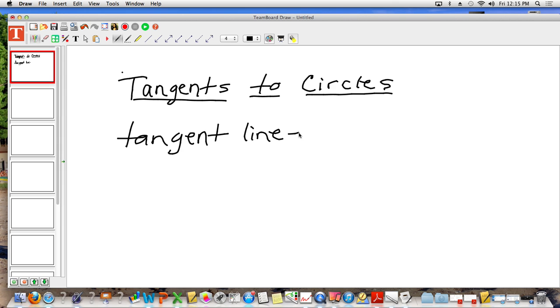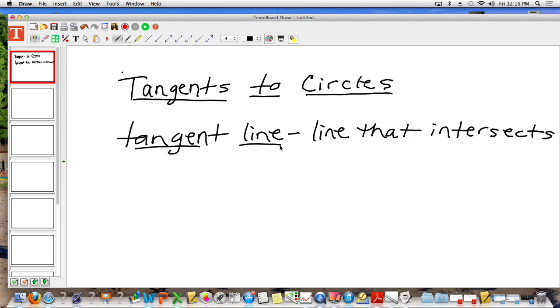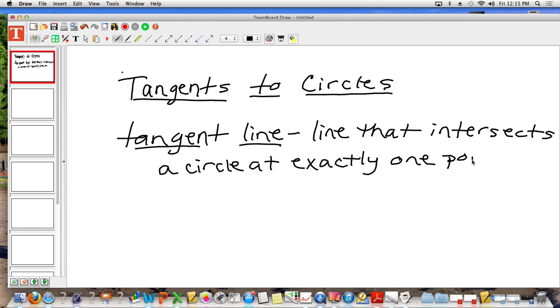A tangent line is a line that intersects a circle at exactly one point. A line that intersects a circle at exactly 1 point.